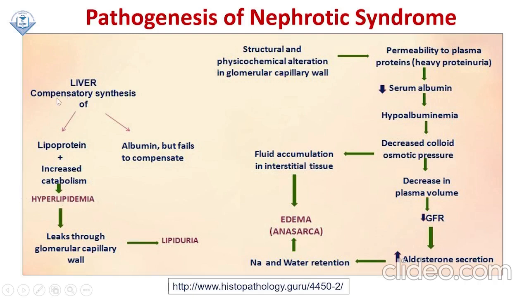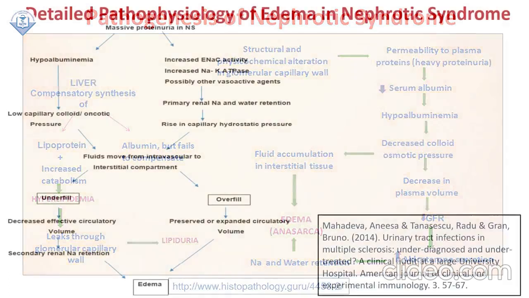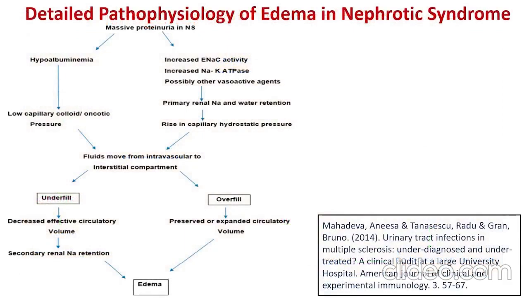Liver also produces albumin, but it fails to compensate because albumin is lost through the kidney. Hyperlipidemia leads to leak through the glomerular capillary wall and lipiduria. These are the main components of the pathogenesis of nephrotic syndrome. Let's explain how edema develops in nephrotic syndrome.